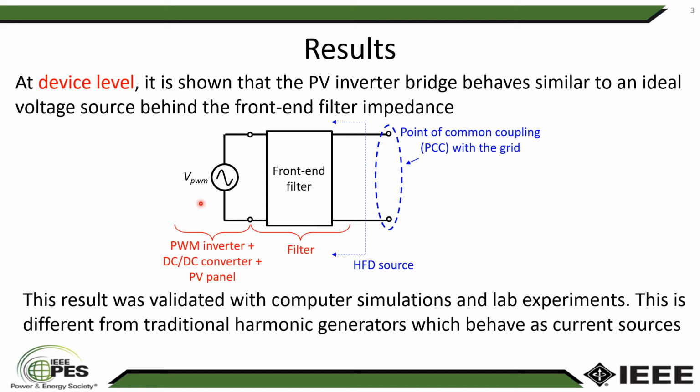This is important because it's different from traditional harmonic generators, which behave like current sources. So this is the first finding that is different from traditional sources, and it's important to know this because it affects how they behave on the network.